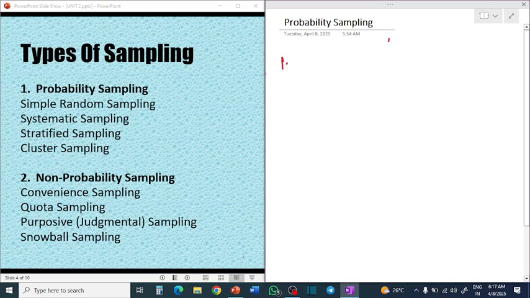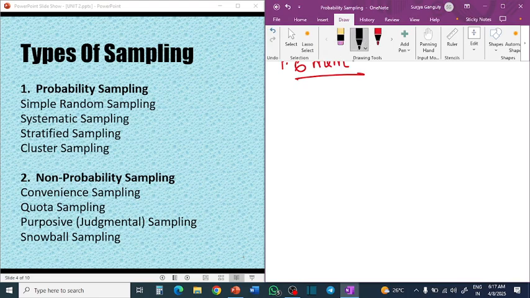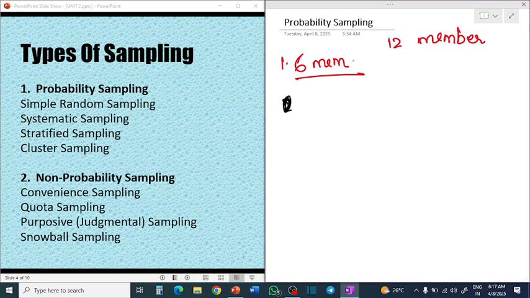Suppose there is a group of 12 members and you are told to collect a sample of 6 members. So first, in random sampling, what you can do? When you are doing a random sampling, you will randomly select a group of 6 members. From this population of 12 members, you will randomly select a group of 6 members. So that is simple random sampling.